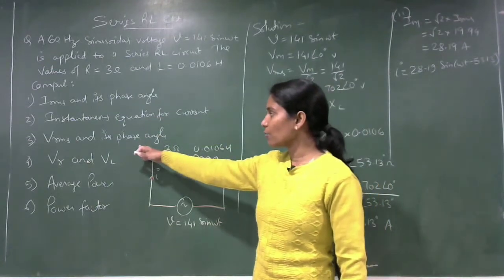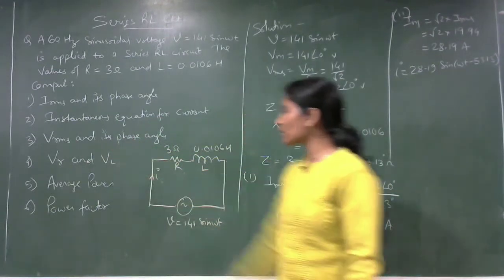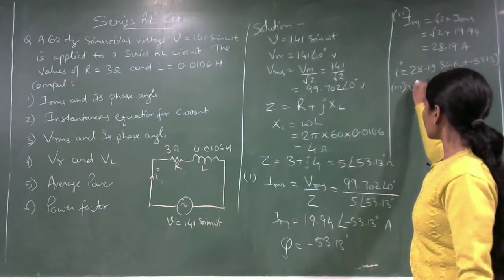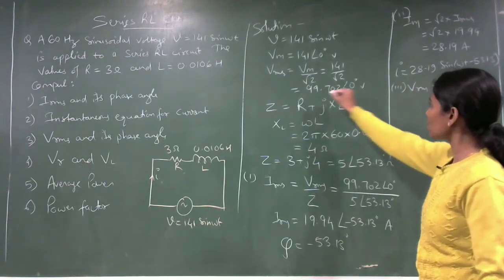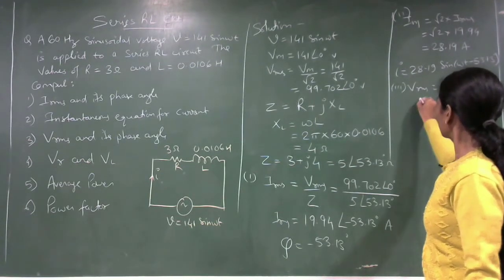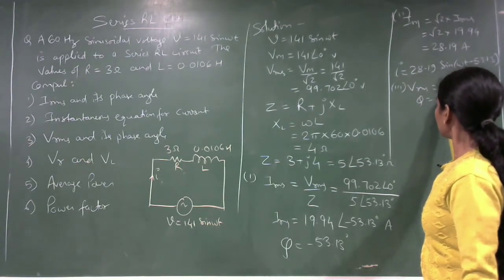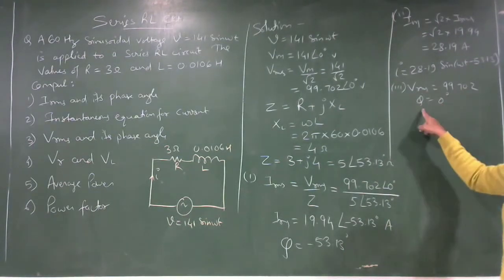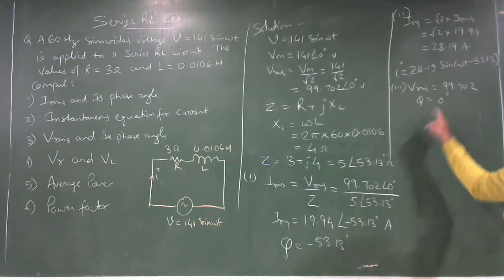Now what is the third? We have to get the value of VRMS and its phase angle. We have already calculated it, so you can write it here. What is VRMS? This is the RMS voltage value with the phase angle of 0 degree.